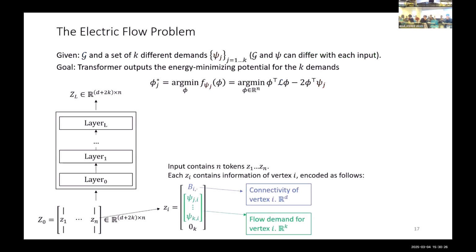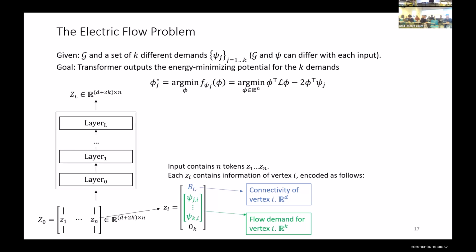The setup looks like this. So this is the transformer I described at the start of the talk. It's a linear transformer. Each layer is a linear attention in parallel with a linear layer. So the input to the transformer, very importantly, is a Z matrix where each column can be thought of as a token. And there are n of them, so one column for each vertex in the graph.